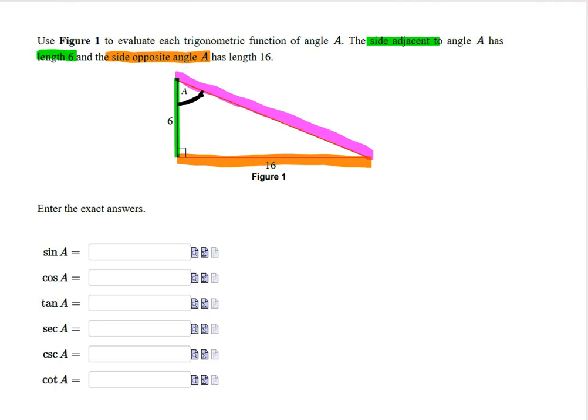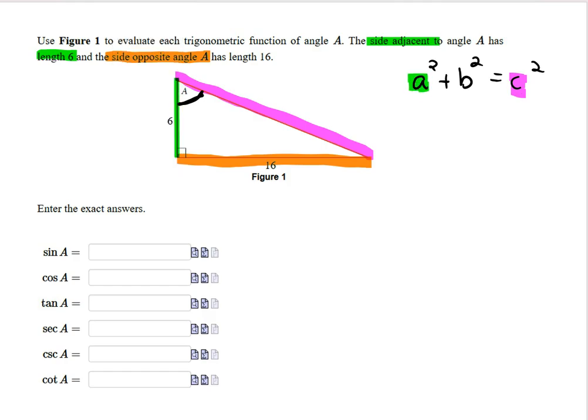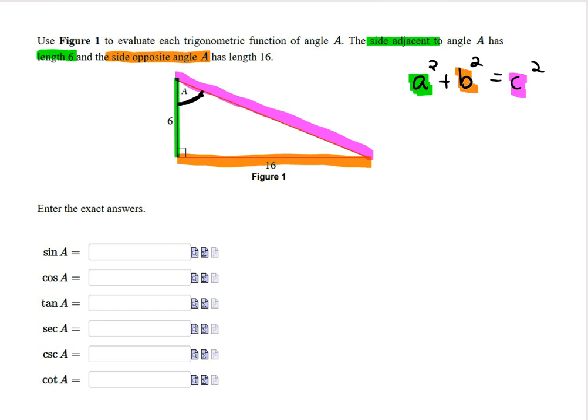So I am going to start with figuring out what that side is, because in order to get the answers to all these, I need opposite, adjacent, and hypotenuse. So a squared plus b squared equals c squared. And remember that your hypotenuse is the c, and then the other two are your legs. So this is going to be 6 squared plus 16 squared equals c squared.